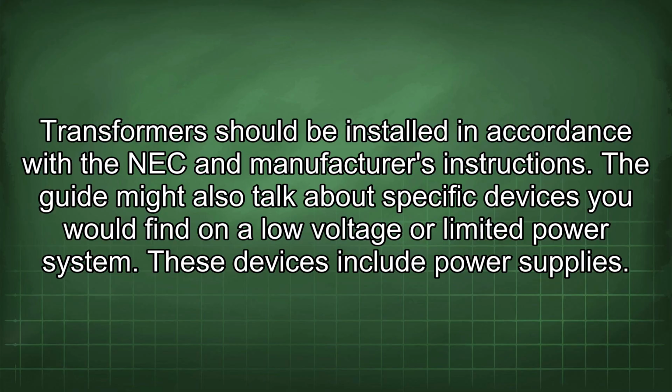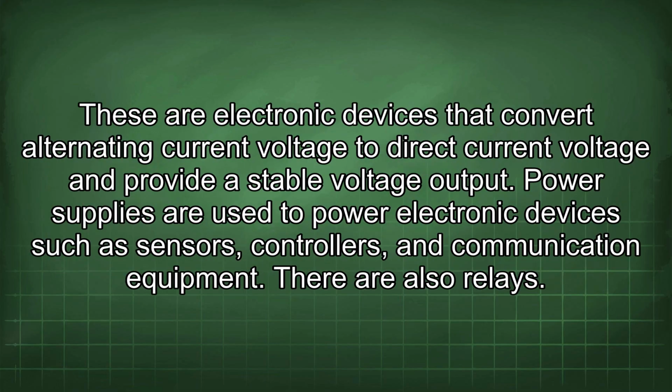The guide might also talk about specific devices you would find on a low-voltage or limited power system. These devices include power supplies. These are electronic devices that convert alternating current voltage to direct current voltage and provide a stable voltage output. Power supplies are used to power electronic devices such as sensors, controllers, and communication equipment.